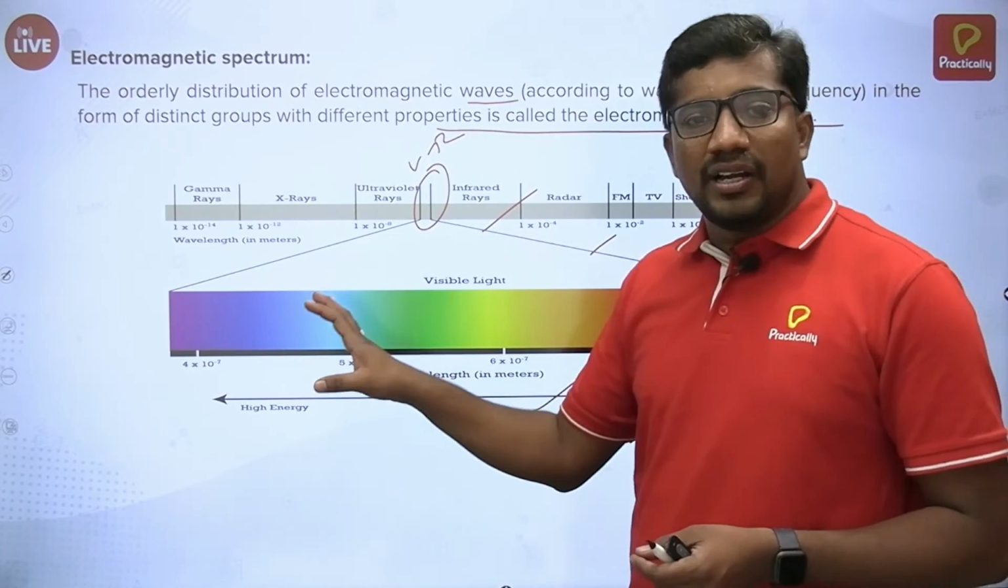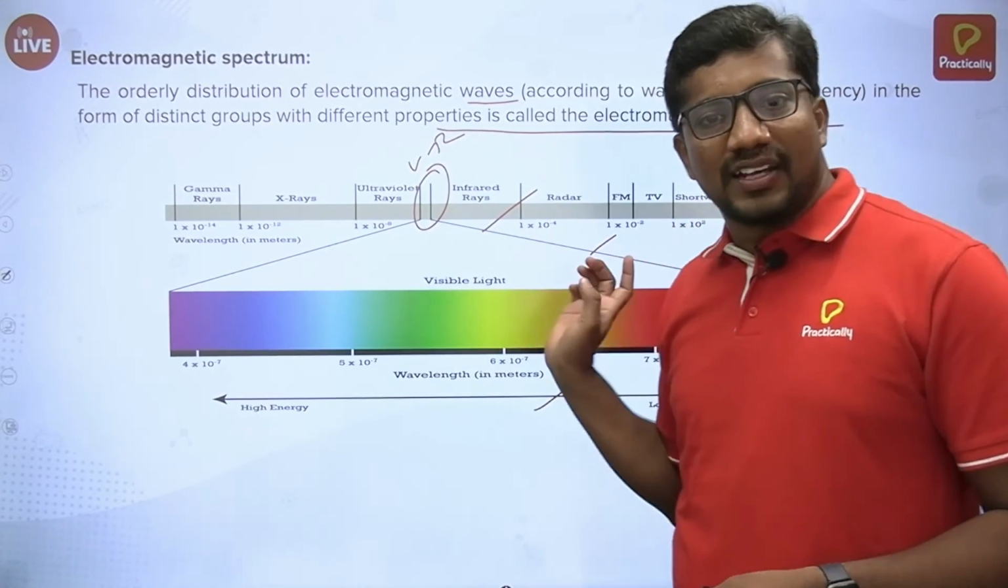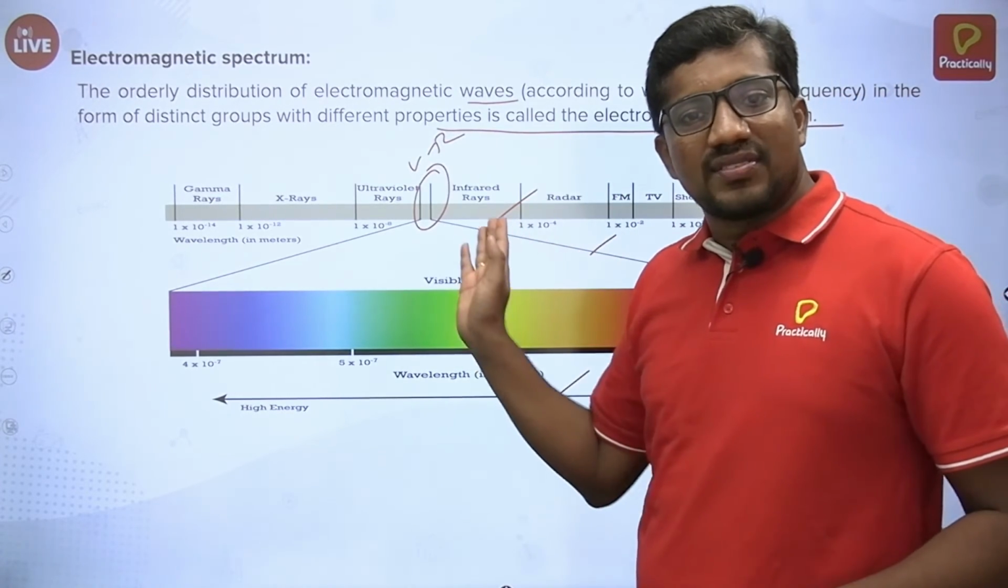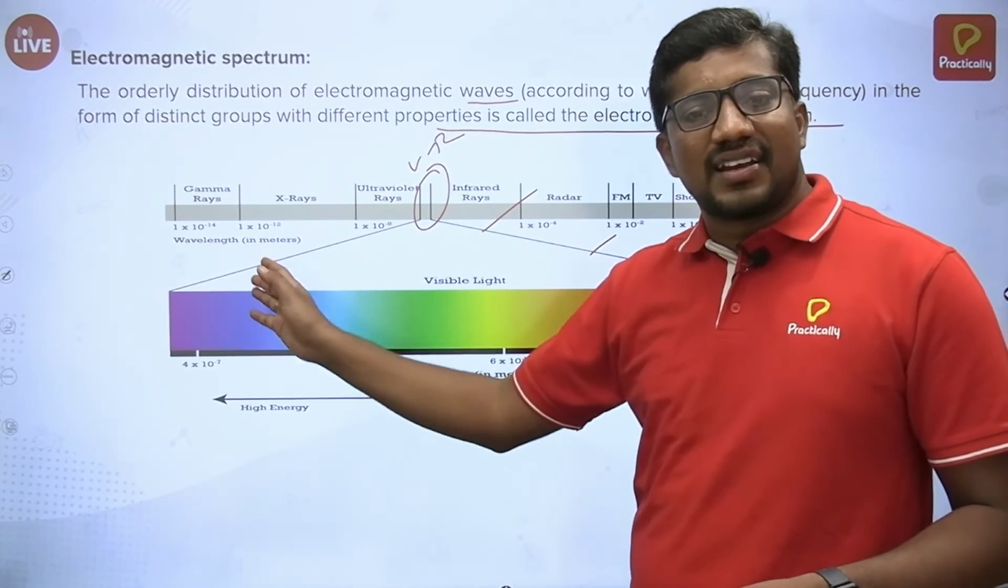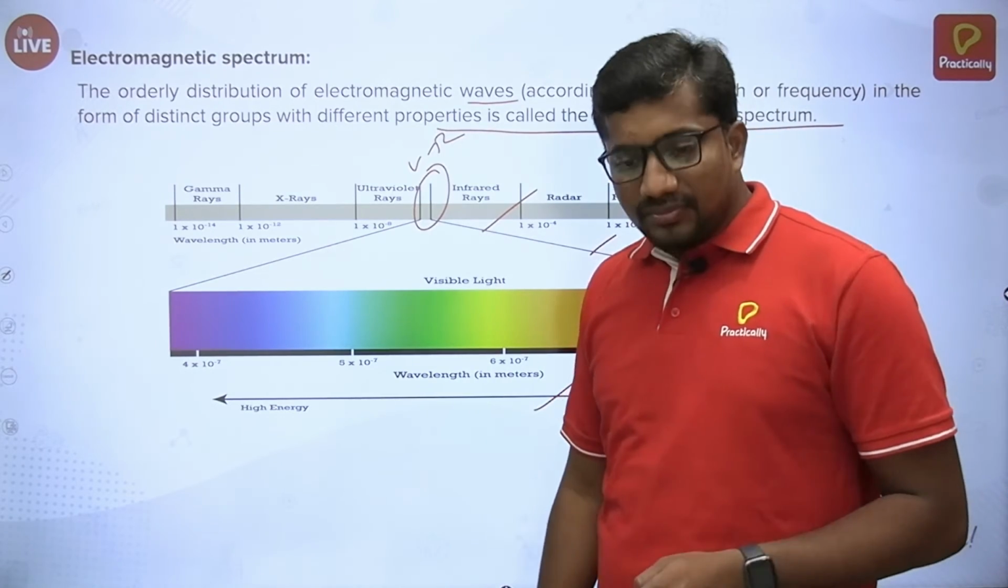This is an arrangement of the distribution of electromagnetic waves based on their wavelength: radar waves, radio waves, microwaves, infrared waves, visible light, UV rays, X-rays, and then gamma rays. Okay, so let us see them one by one.